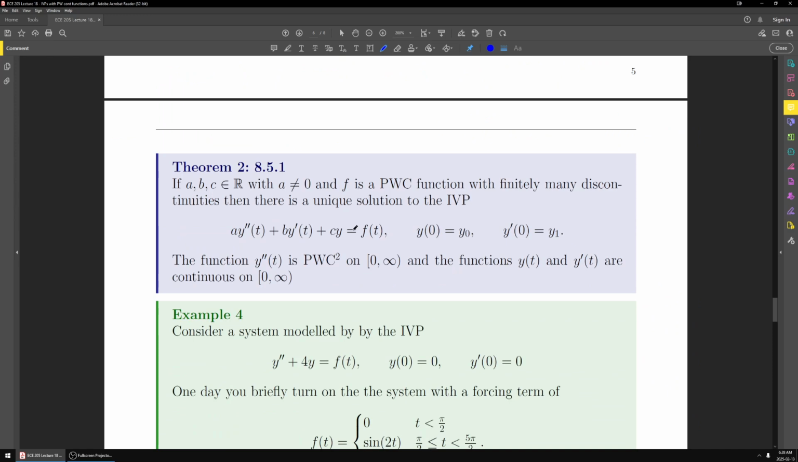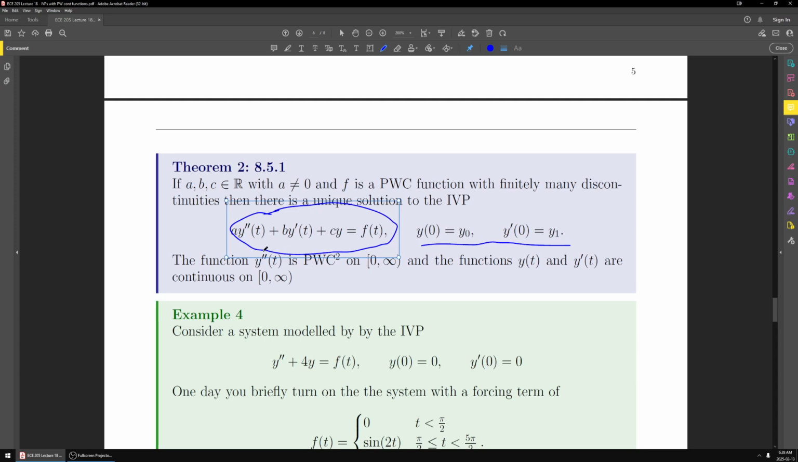Okay, so this is kind of our big theorem for existence of solutions. It's important from a mathematical perspective because it tells you that solutions exist. For us, we're not going to prove it. We're instead just going to run with Laplace. Effectively what it says is if I give you a linear differential equation with constant coefficients and a piecewise continuous forcing term, then all initial value problems of the standard form, so standard initial conditions, have solutions, and the function that I find is going to be piecewise C2.